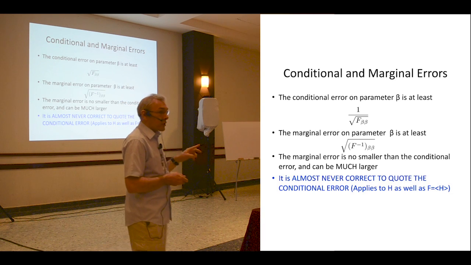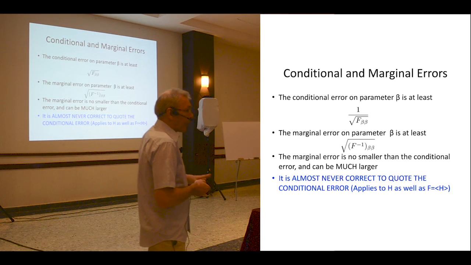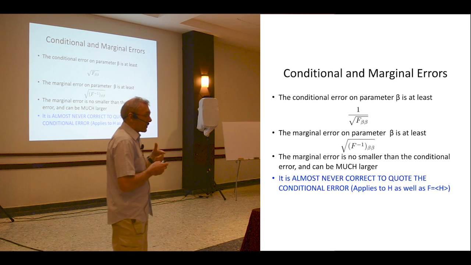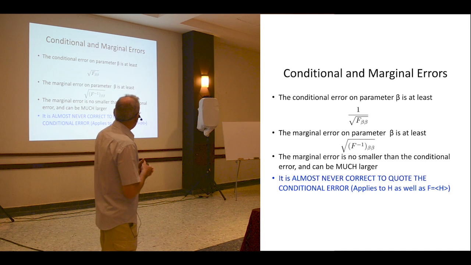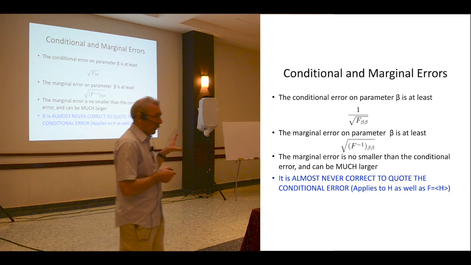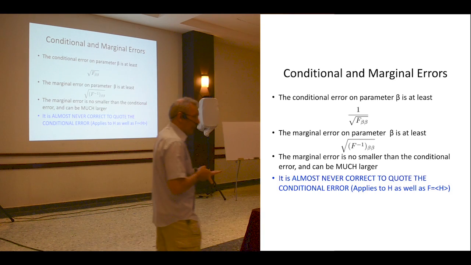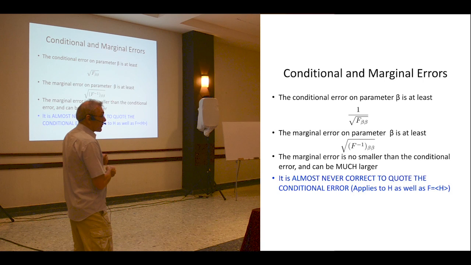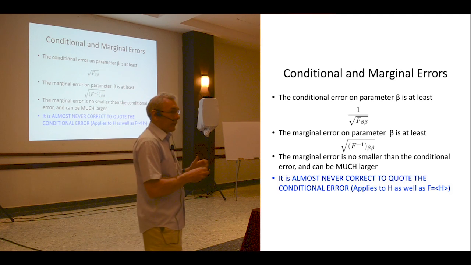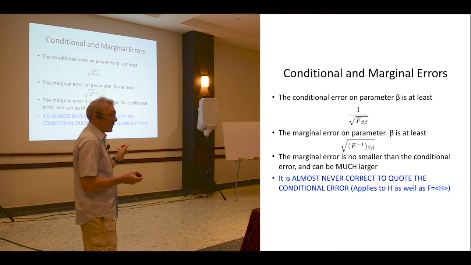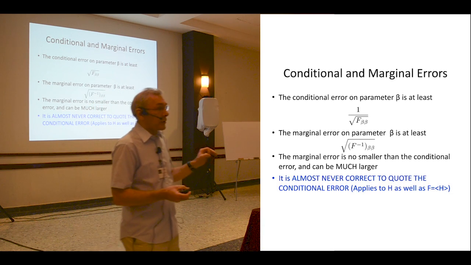What is usually the error that you should quote is the marginal error, because you don't know any of the parameters precisely. So the uncertainty in one parameter is determined to a certain extent by the uncertainty in the others. And that's given by the square root of the beta component of the inverse Fisher matrix, and I'll show you where that comes from later. This error is no smaller than the conditional error, and in many cases it can be very, very much larger. If you have a high-dimensional system with many parameters, and you calculate the conditional errors, they can be very much smaller than the marginal errors.